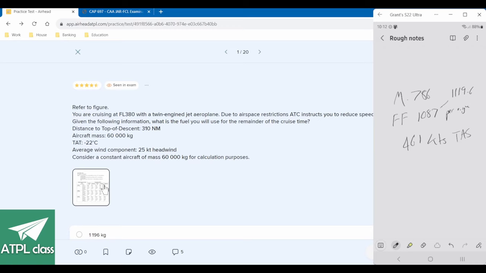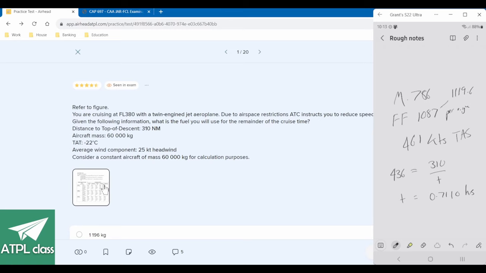Then we've got a speed distance time calculation to do. Speed is going to be 461 minus the 25 knot headwind, because that's the ground speed we're actually going to achieve along those 310 nautical miles. So 461 minus 25 is 436. That's our speed, equals the distance, 310, over the time. Time is going to be 0.7110 hours.